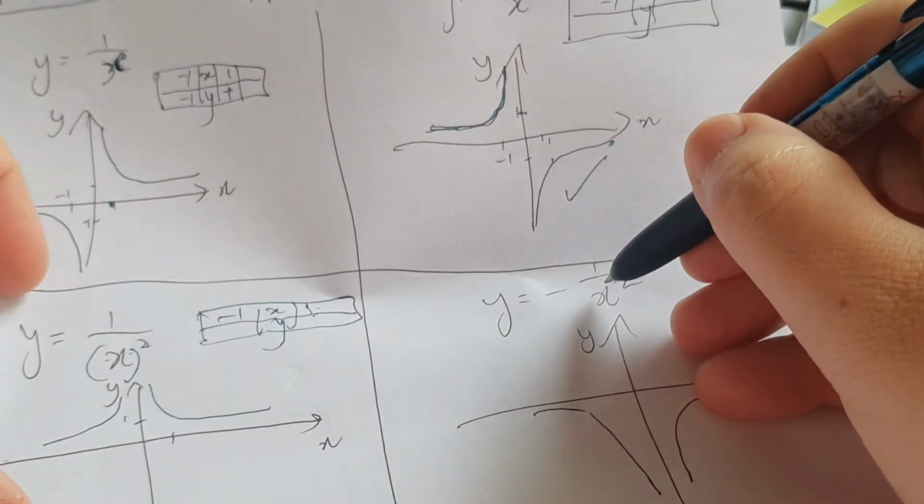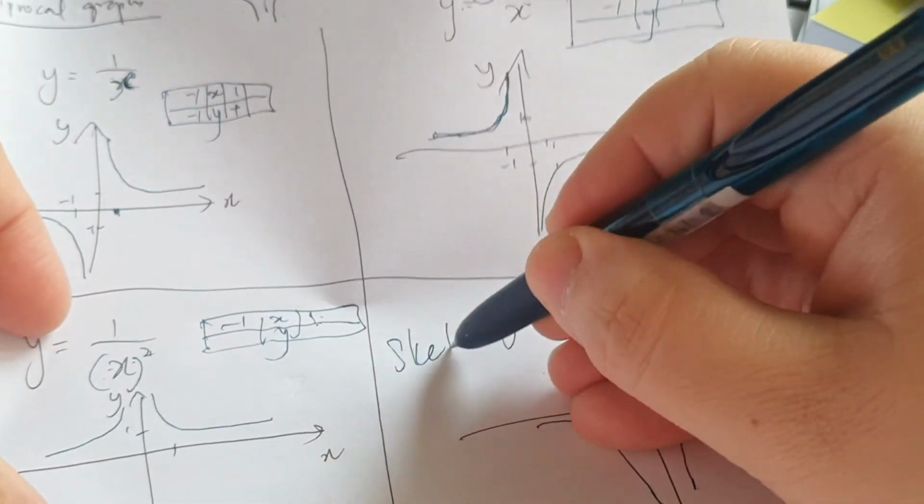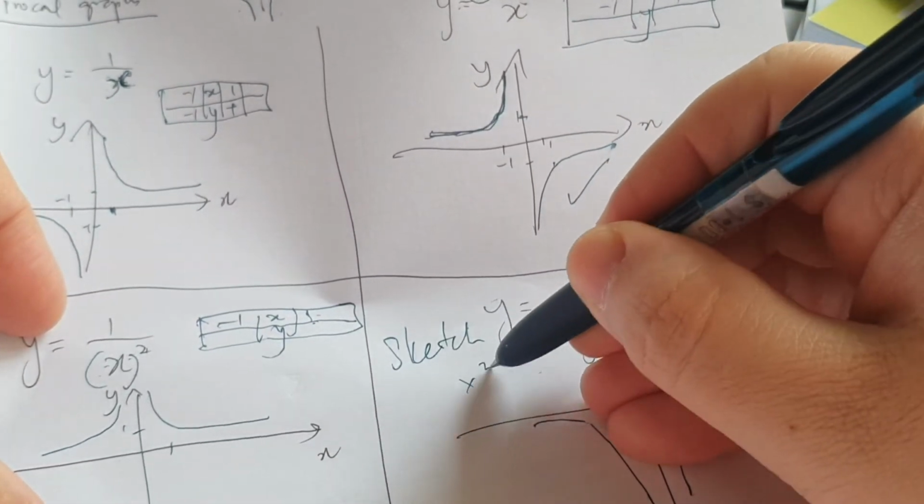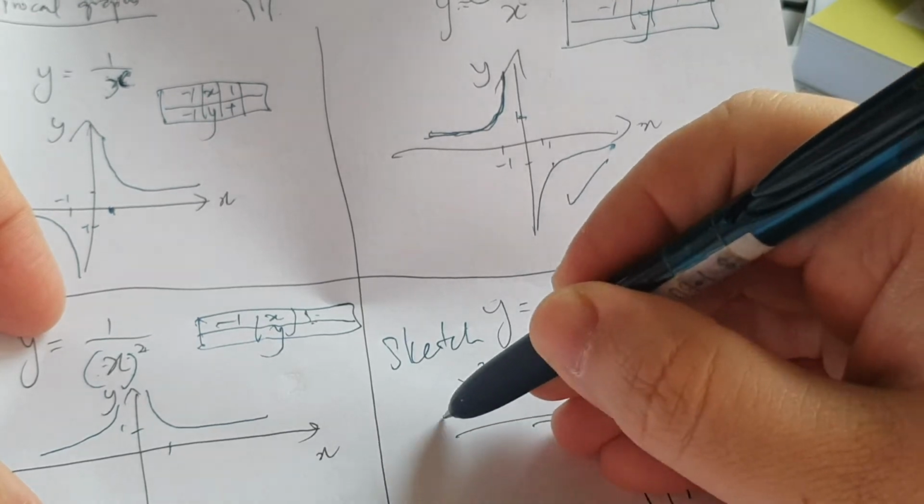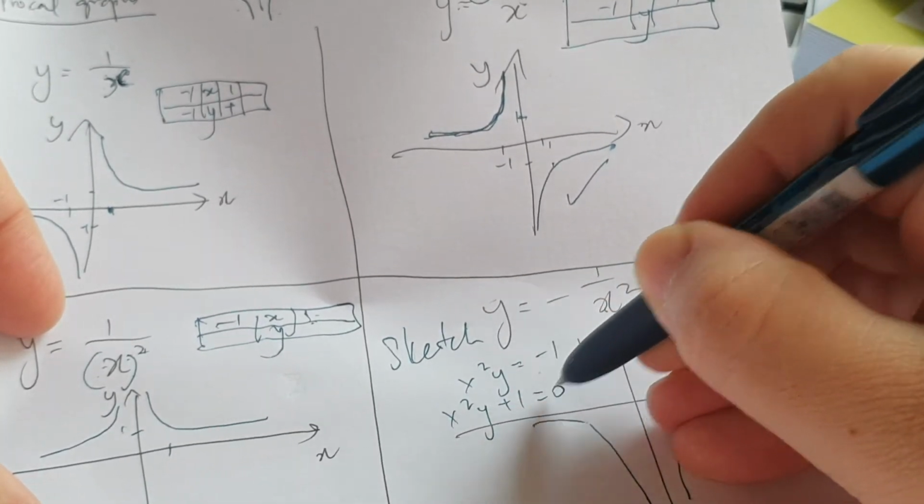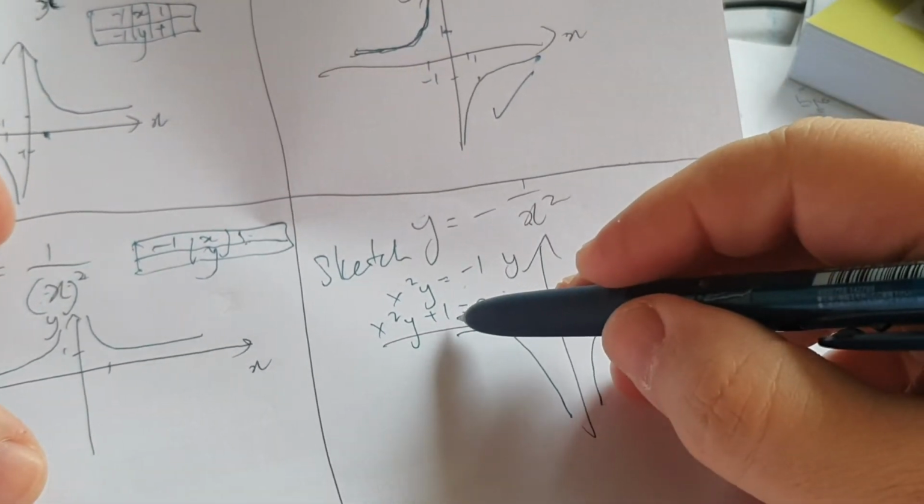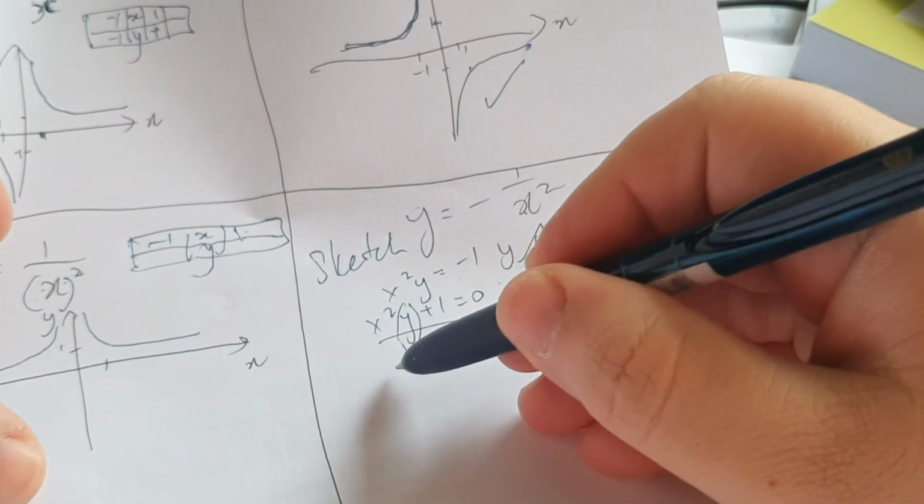So you see, they can ask you to sketch one. They can ask you to sketch x square y equals minus 1, then x square y plus 1 equals 0. Like that. They can ask you to sketch like that. Then what do you do? You make y the subject.